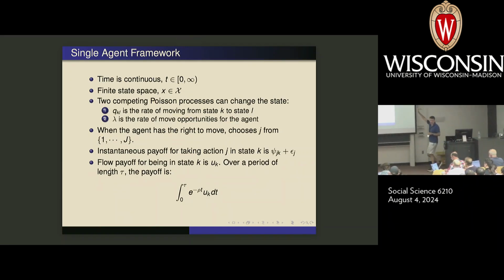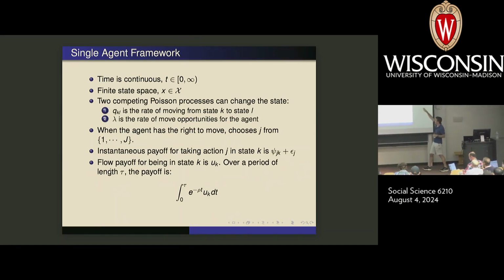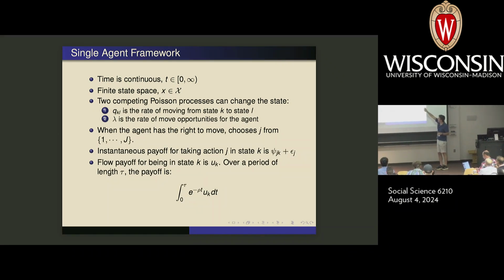Starting in a single agent case, we're going to have time be continuous and a finite state space, and now we're going to be thinking about two competing Poisson processes which can change the state. The first is the exogenous one. That's going to be this kappa_KL, the rate of moving from state K to state L. That's happening just because nature's doing its thing. But then you can change the state if you have the right to do that, and lambda dictates that.